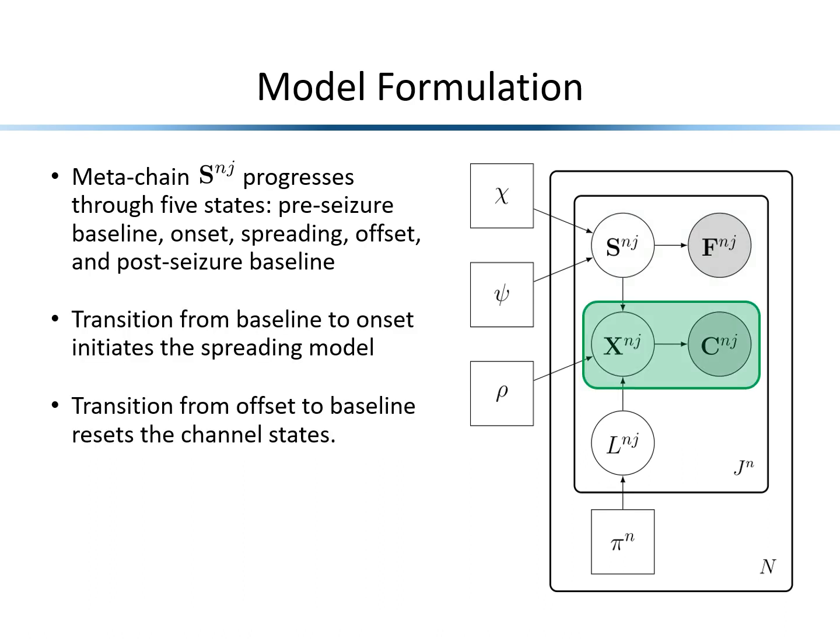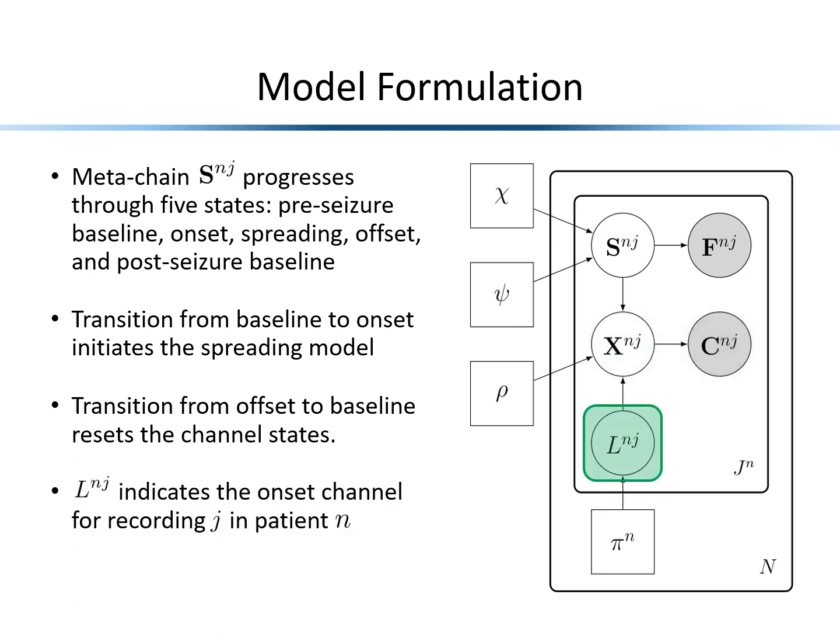Once we have our seizure chain defined, within the probabilistic interactions, X again defines the state, so pre-seizure baseline, seizure, post-seizure baseline for each individual channel. Here, the transition of S from baseline to onset will initiate the spreading pattern, which we discussed in our core model. And the transition from offset back to post-seizure baseline just resets the channels so that the model might be able to detect another seizure coming up.